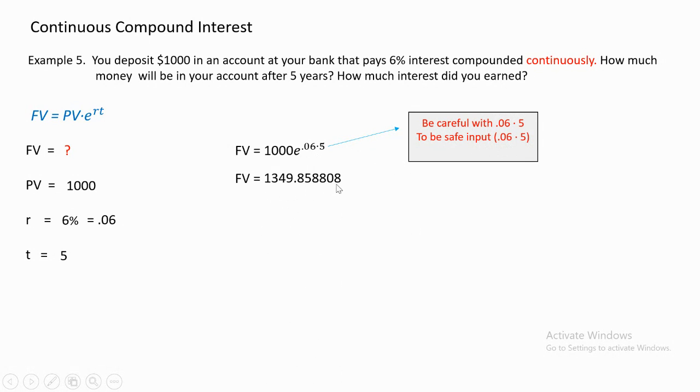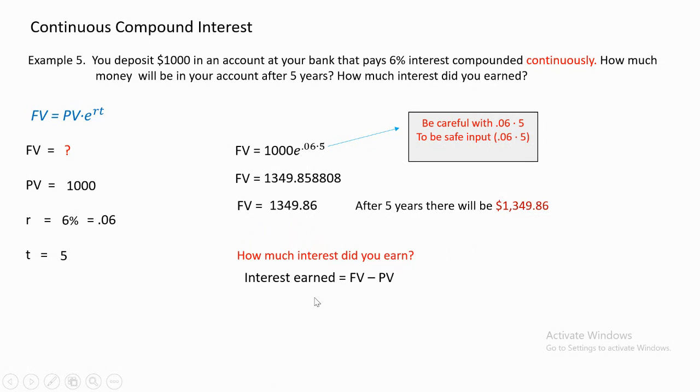You should get $1,349.858808, which rounds off to $1,349.86. So after 5 years, that'll be the total in the account. How much interest did you earn? Again, interest earned is future value minus present value. So it's going to be 1,349.86 minus the 1,000 that you deposited. So it gives you a total of $349.86.